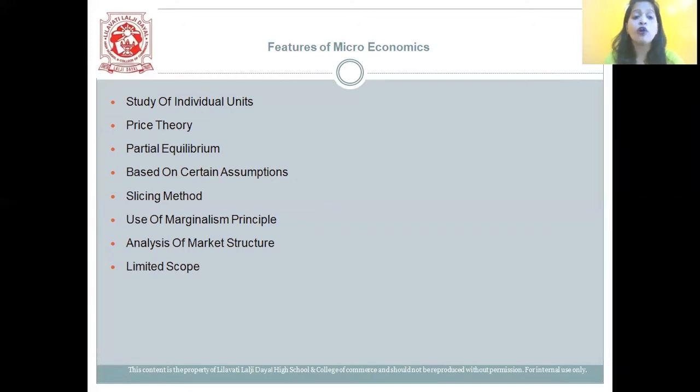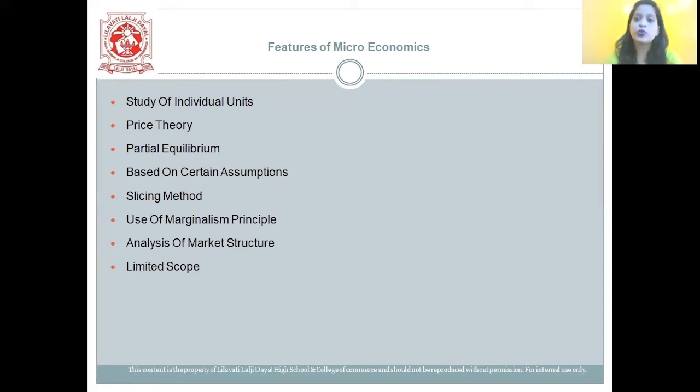Next one is use of marginalism principle. Here in microeconomics, students, it studies the change in the economic element by the last unit of consumption or by the additional unit. Hence, it uses the marginalism principle. Next one, students, is analysis of market structure. Microeconomics deals with understanding and analysis of different market competitors. And the last one is limited scope. Microeconomics, students, has limited scope. Why? Only because it deals with one unit of one economic variable. Hence, it covers a very limited scope.